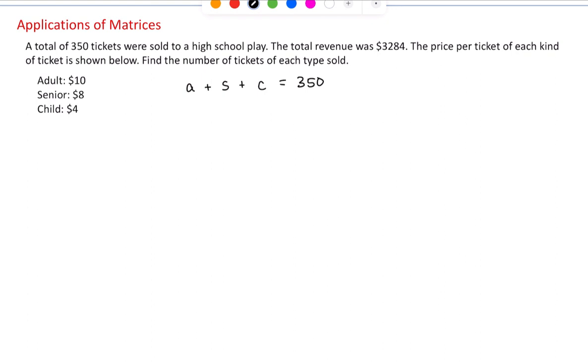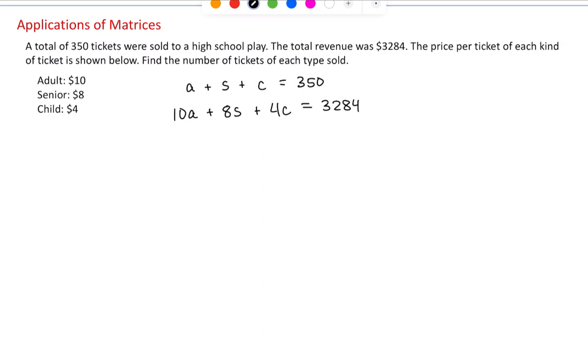Furthermore, we know that if I sell A adult tickets and they're $10 each, I will earn 10 times A dollars. Similarly, I'll earn 8 times S dollars selling the senior tickets, and I'll earn 4 times C dollars selling the children's tickets. And this should equal our total revenue, which is $3,284. Now it appears that these are the only 2 equations I can create from the information in this prompt.